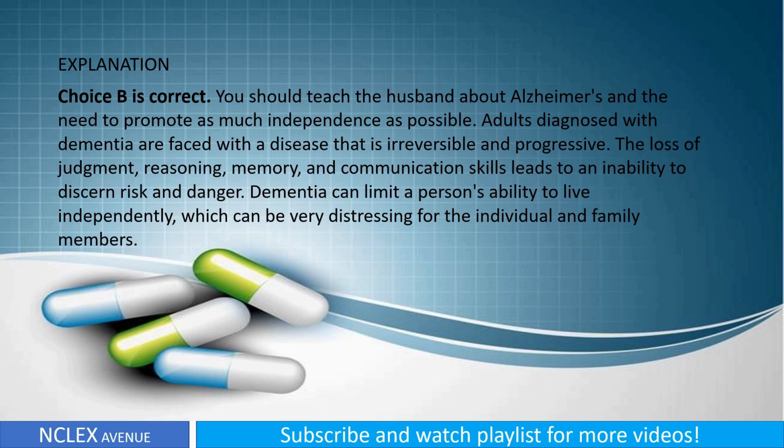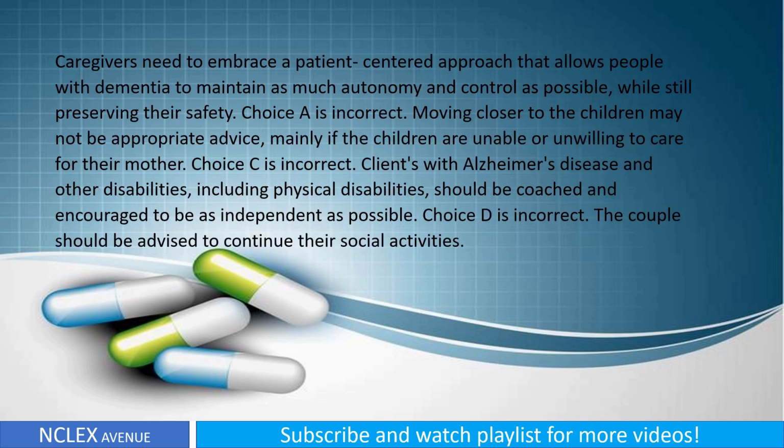Adults diagnosed with dementia are faced with a disease that is irreversible and progressive. The loss of judgment, reasoning, memory, and communication skills leads to an inability to discern risk and danger. Dementia can limit a person's ability to live independently, which can be very distressing for the individual and family members. Caregivers need to embrace a patient-centered approach that allows people with dementia to maintain as much autonomy and control as possible while still preserving their safety.